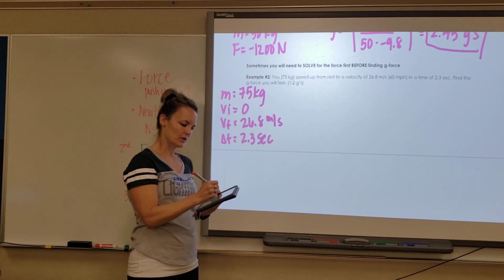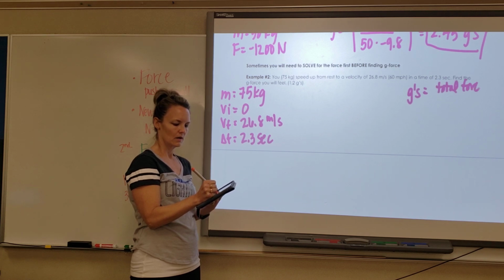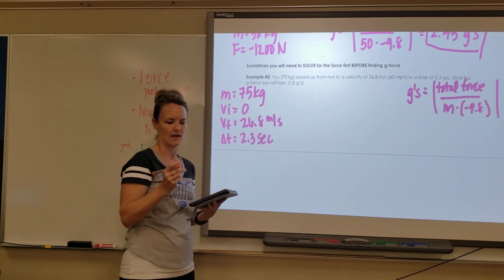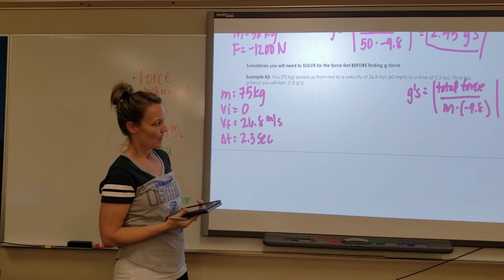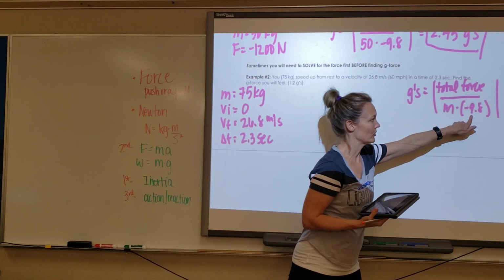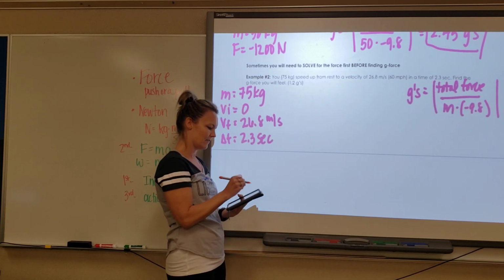All right, in order to find g's, I need to know the total force, and I need to divide that by my mass times negative 9.8, and then it is an absolute value. Okay, I have my mass, it's 75. I already have the gravity, negative 9.8. I need to find the total force that I feel.